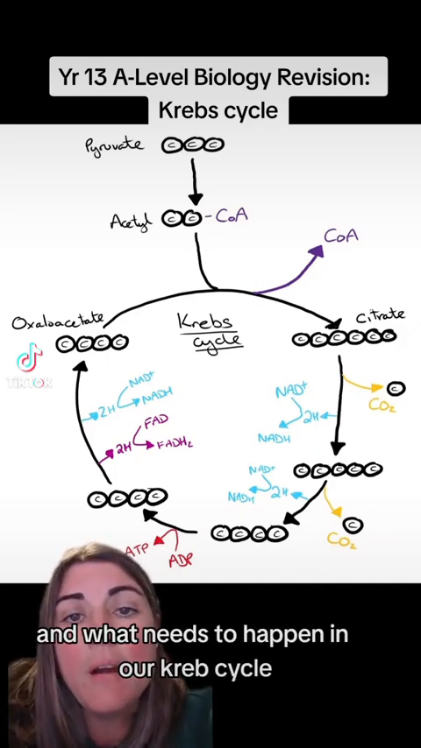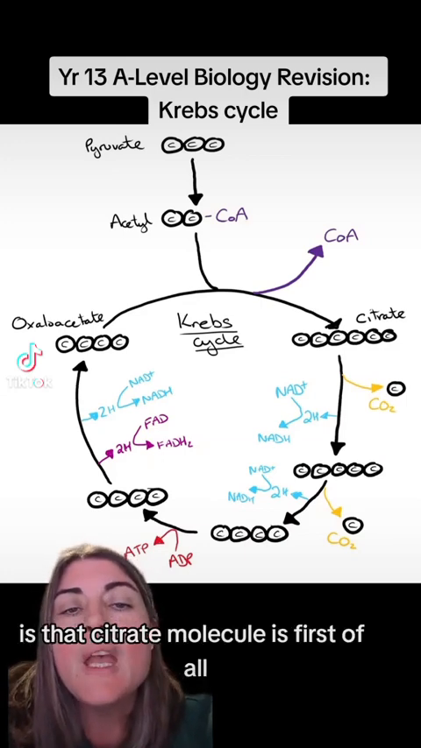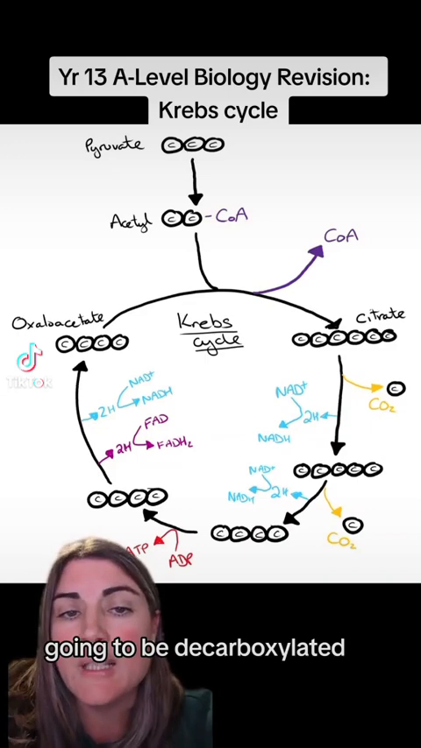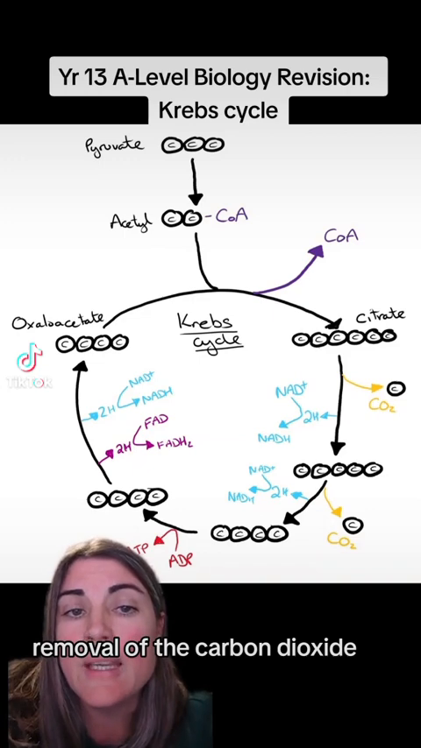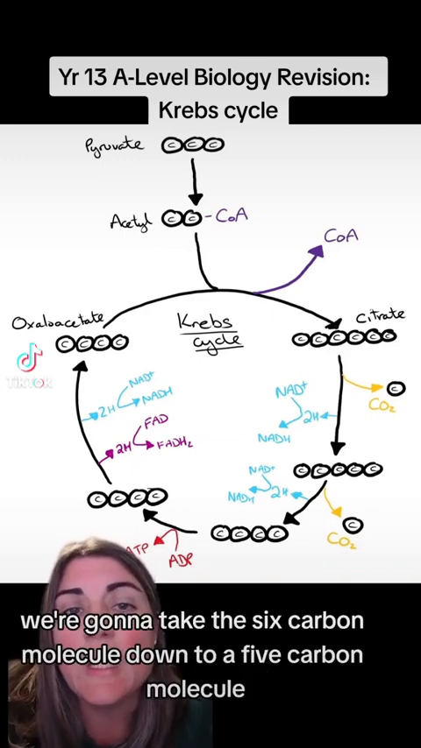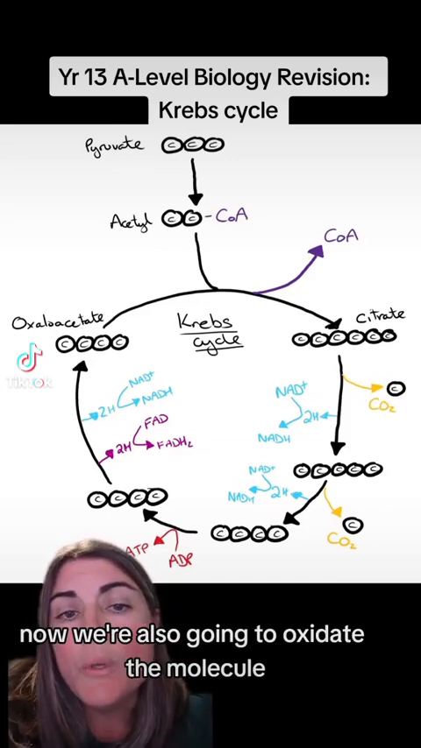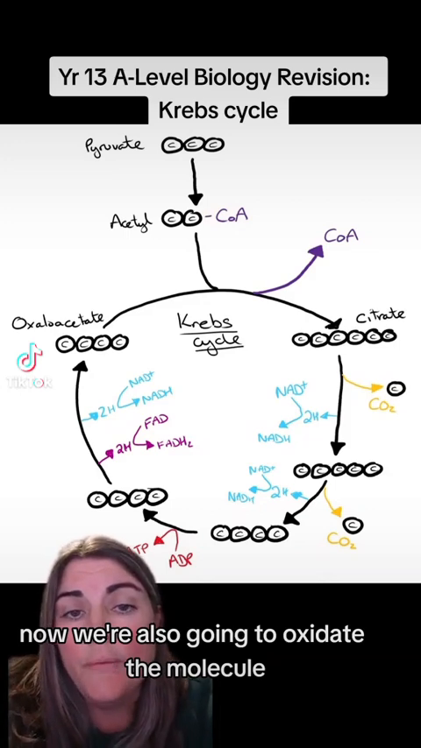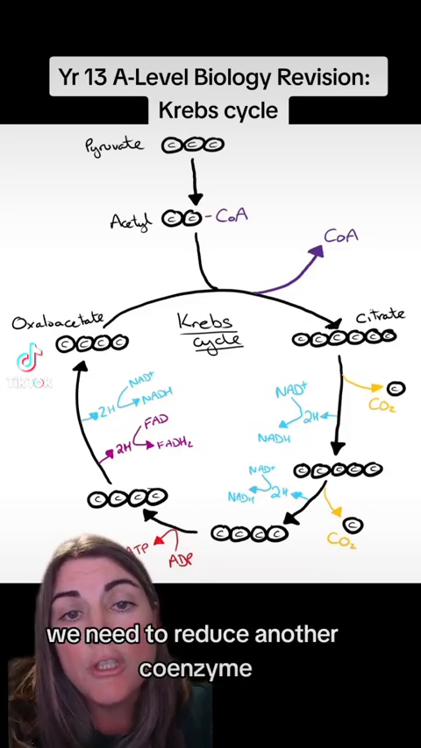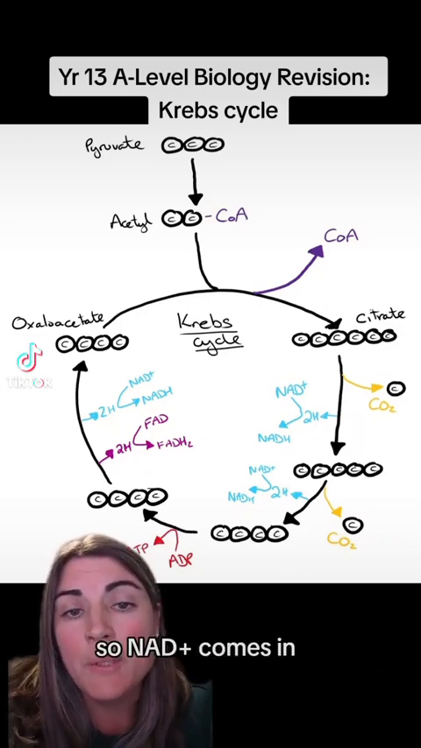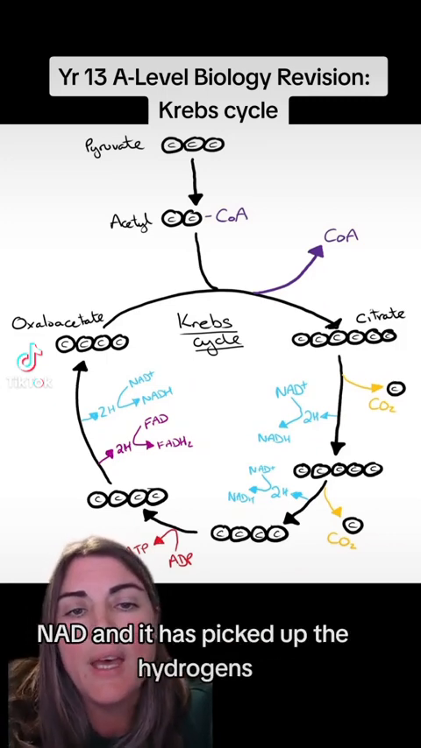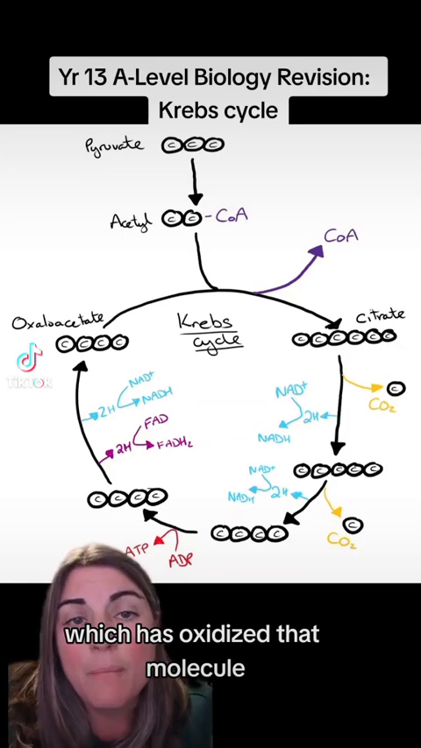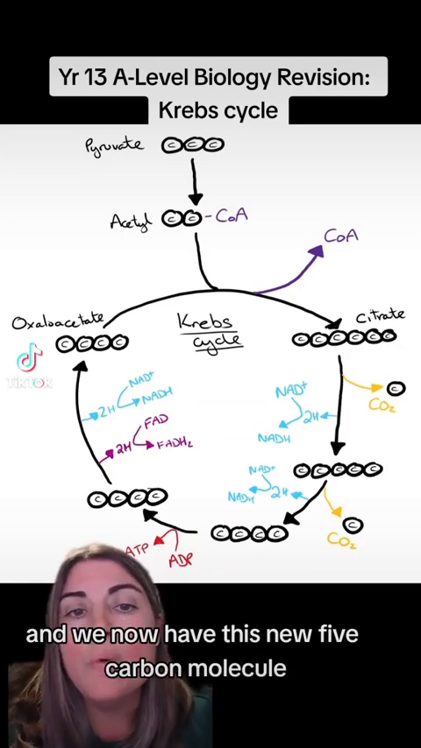And what needs to happen in our Krebs cycle is that citrate molecule is first of all going to be decarboxylated. Now, de, removal of the carbon dioxide, therefore decarboxylated. We're going to take the 6-carbon molecule down to a 5-carbon molecule. Now, we're also going to oxidise the molecule, and to do that, we need to reduce another coenzyme. So NAD plus comes in and it becomes reduced NAD, and it has picked up the hydrogens, which has oxidised that molecule, and we now have this new 5-carbon molecule.